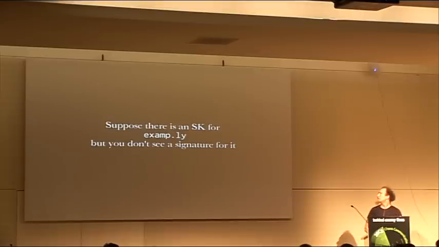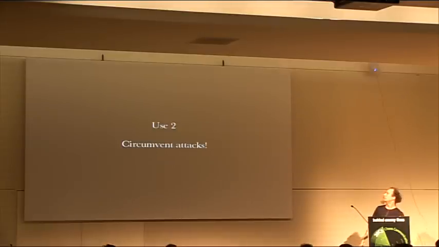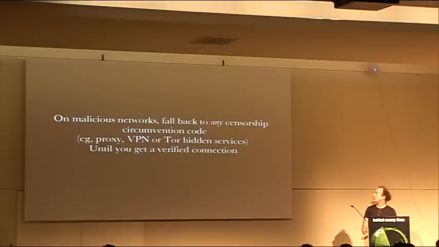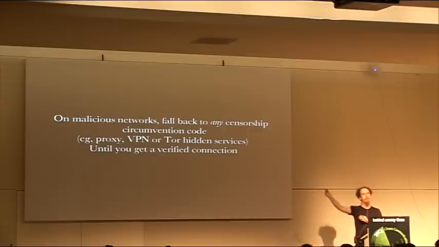Use two. Suppose you know there's a sovereign key for exam.ly, but you connect to exam.ly and you don't get the cross signature. The thing you see looks like this and not like that. Or you don't get any response at all. Then what you do is fall back to a censorship circumvention path, which could be either a proxy or a VPN, or if you're going to actually go all out, you use Tor hidden services. And you can do this fairly safely because you know you have the sovereign key to verify that if you make this alternative connection and you succeed, you'll know you can tell. If you fail, you know you can tell.